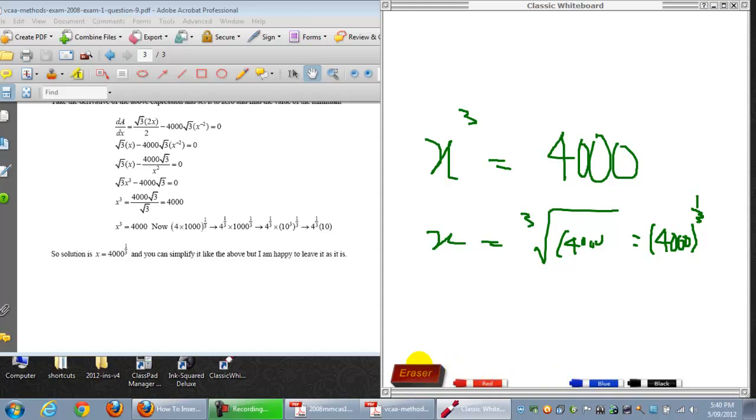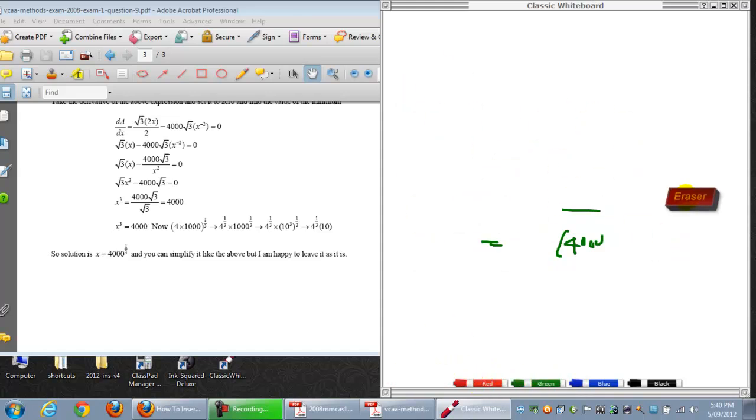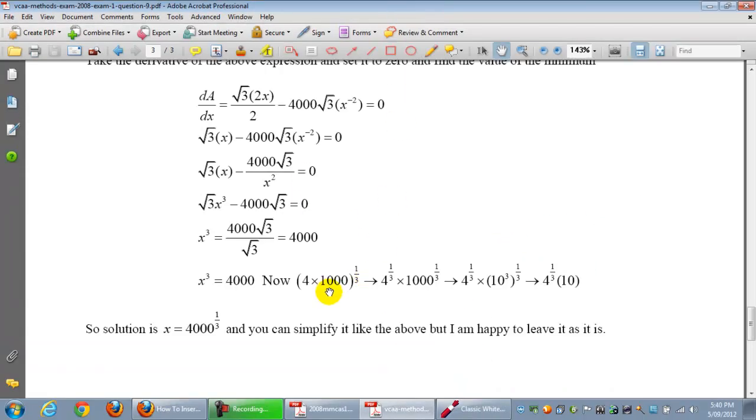And now, what have I done next? Can you see? Well, I'll just make it larger. I've used the index laws. There's a 1, there's a 1, that's 4 to the 1/3, 1,000 to the 1/3. Now, this becomes 4 to the 1/3. I've left it that way. 1,000 is 10 to the 3, times that down, it becomes 4 to the 1/3 times 10. Now, you didn't need to go there. You could have just written x is equal to 4,000 to the 1/3 and left it as that. So that was that question there.